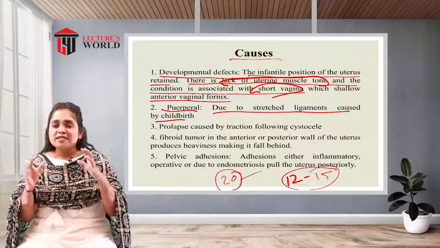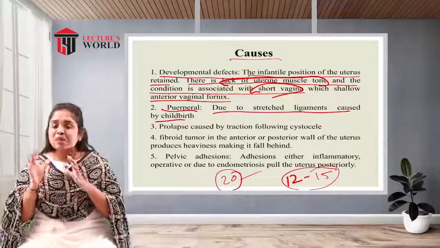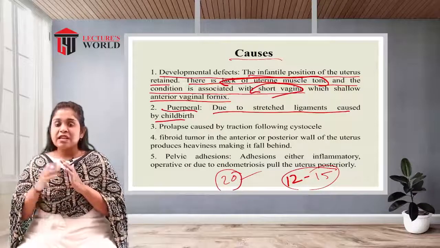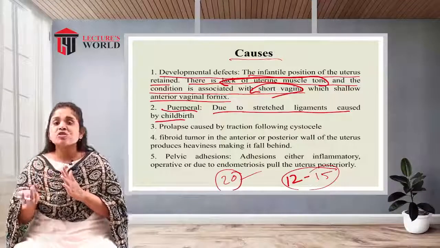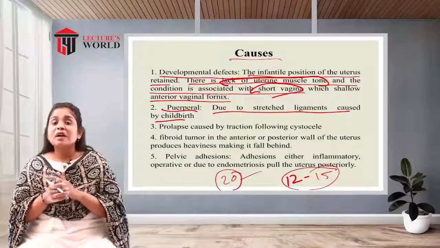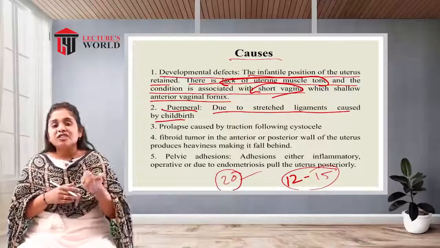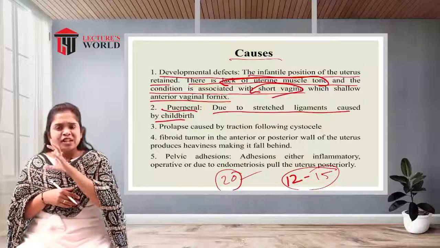Okay, so when the baby is more than 4 kg, the baby is not capable of passing through that birth canal. If a normal delivery happens for a 4 kg baby, there is a chance of laceration, otherwise a perineal tear will be there.